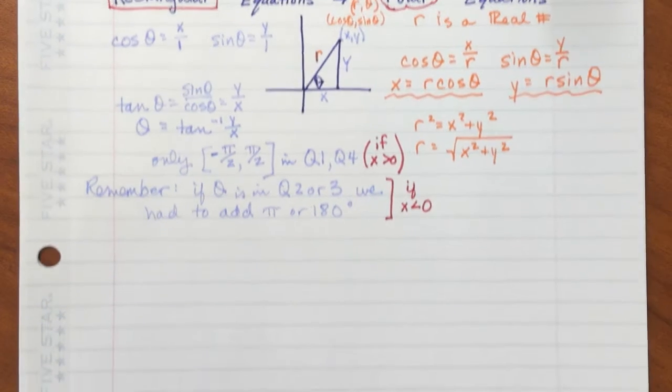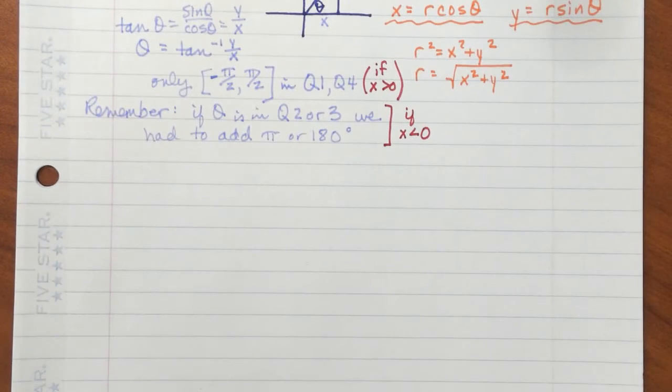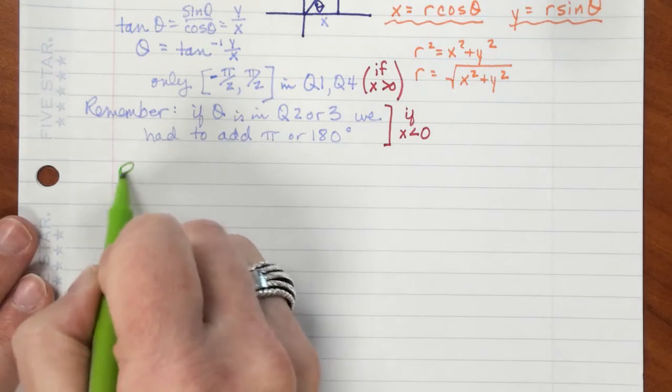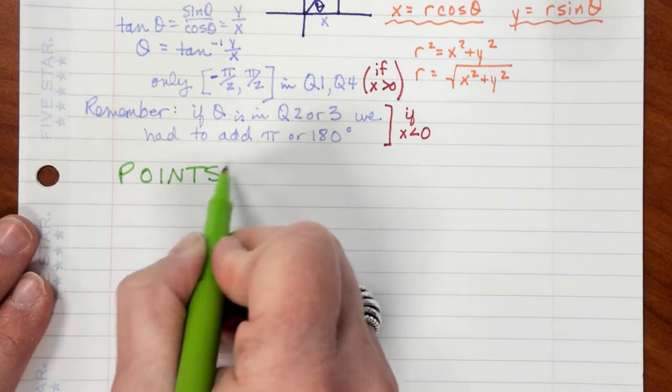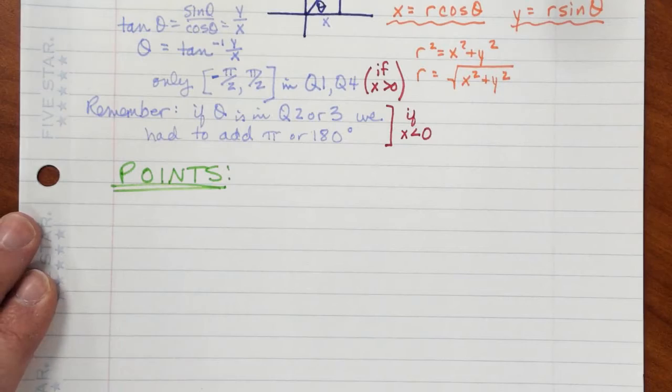So what I'd like to do now is to practice, starting first with the points like we did when we did the graphing. 9-1 was just basic plotting of polar coordinate points. So let's do that first. Just play with the points and then we'll go to equations.